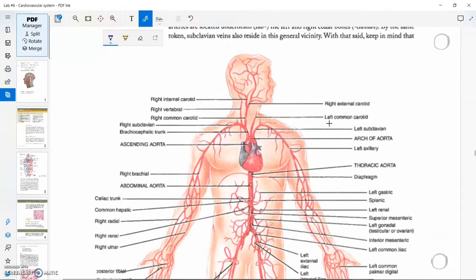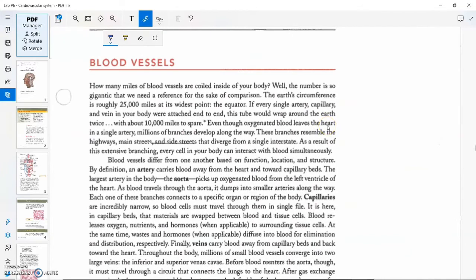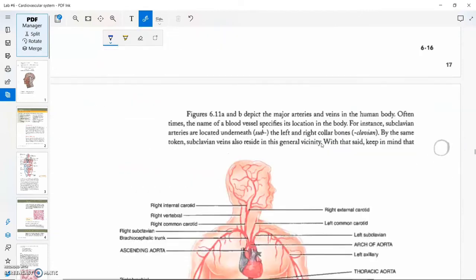So blood vessels, we have three major types of blood vessels. Arteries carry the blood away from the heart. The largest artery is the aorta. Blood is carried towards capillaries that move the blood through the tissue. That's where exchange of nutrients and respiratory gases occurs. And then veins carry the blood from capillaries to the heart.